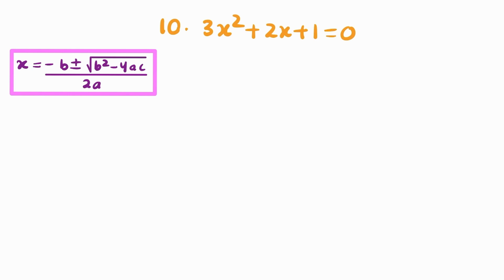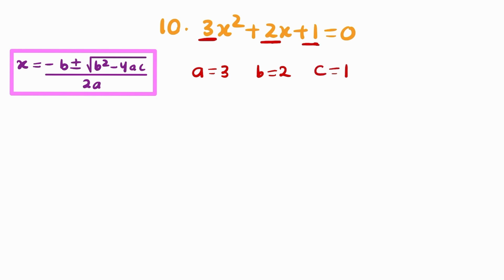First of all, we have to identify the a, b and c values. Here, what is the a value? The coefficient of x squared, 3. A is equal to 3. And then b is the coefficient of x. Here the b value is 2. And then c is the non-x term. The non-x term here is 1.